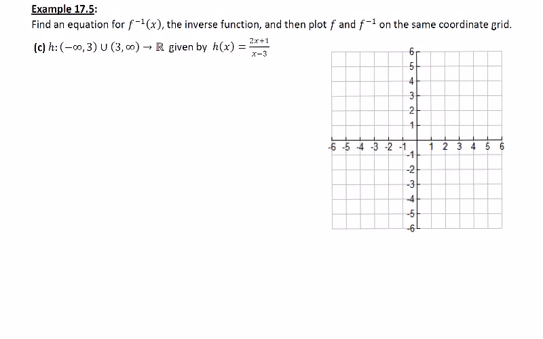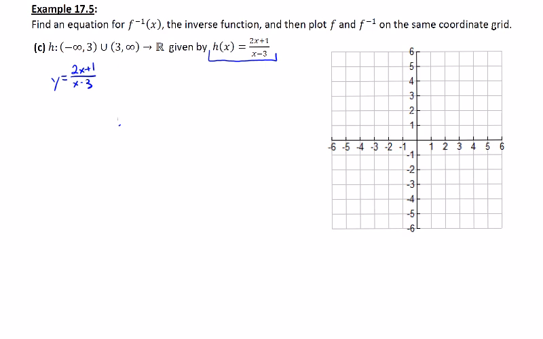Example 17.5 part C gives us h, which is a rational function. We just studied rational functions in section 16, so we can see here that we have a polynomial divided by a polynomial, and let's start with saying y equals 2x plus 1 all divided by x minus 3.